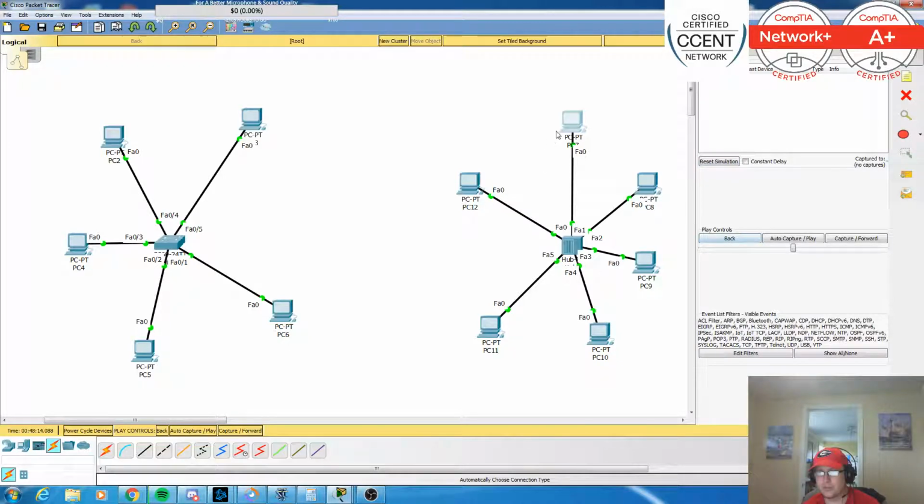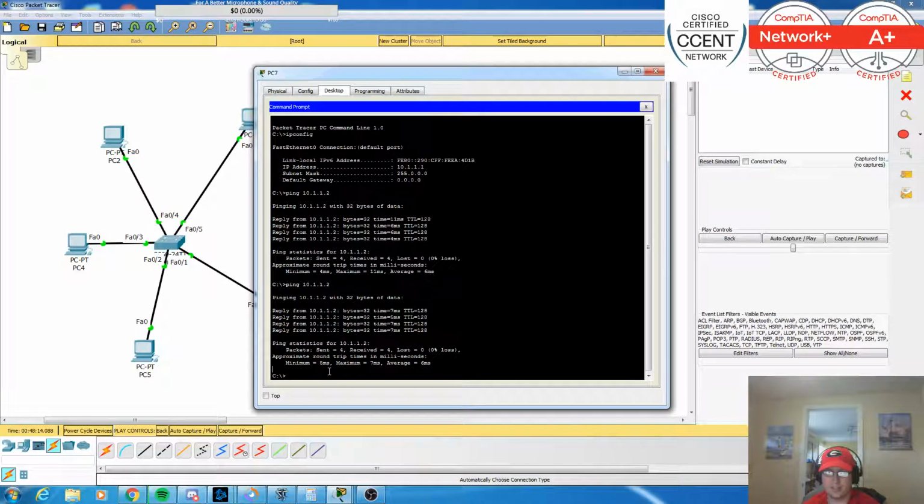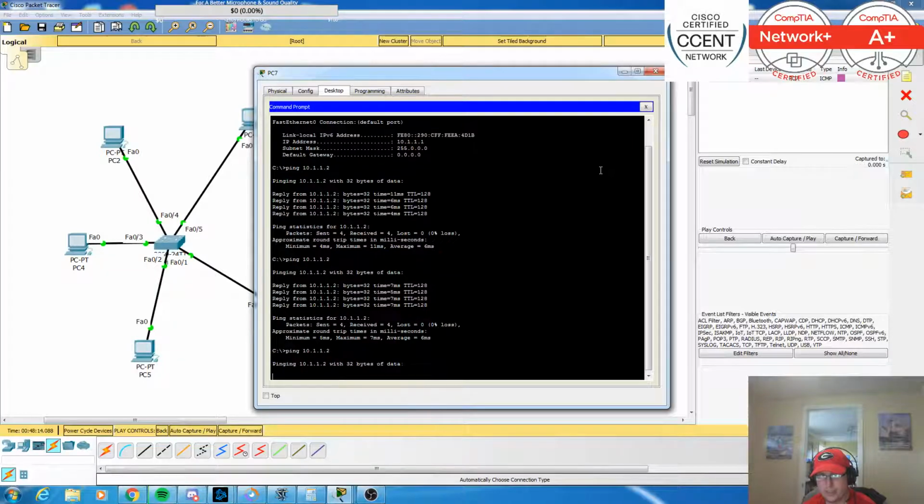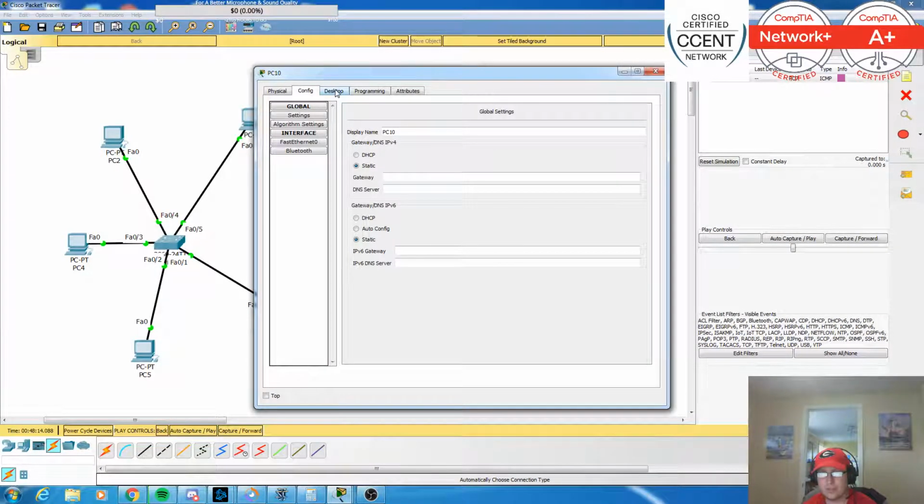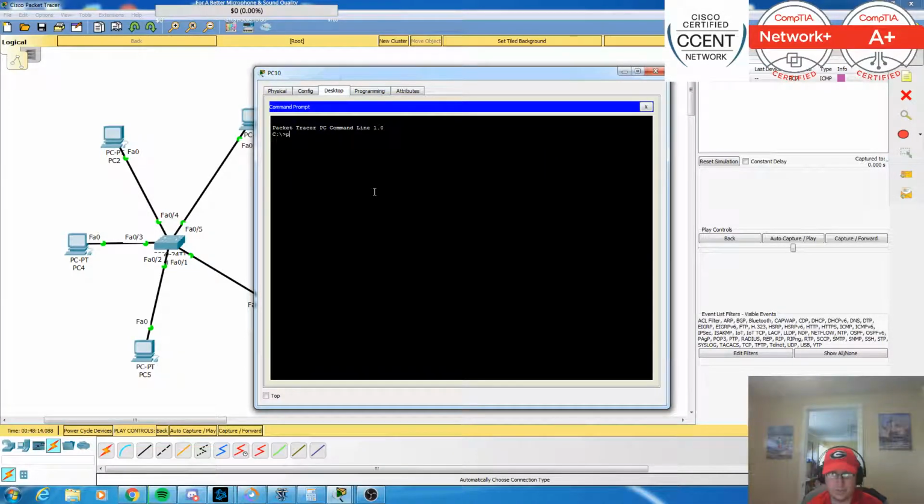So what are we going to do? We're going to do something a little bit different. Let's do this. Let's ping, and they will do it at the same time. We're going to ping 10.1.1.2 over here. And we're going to ping 10.1.1.2 from over here also.